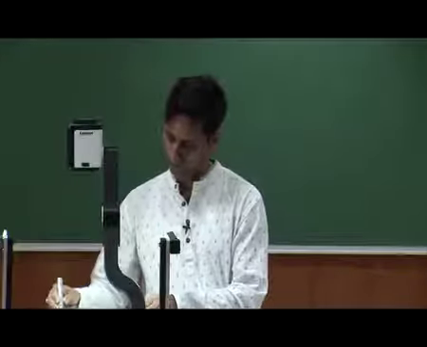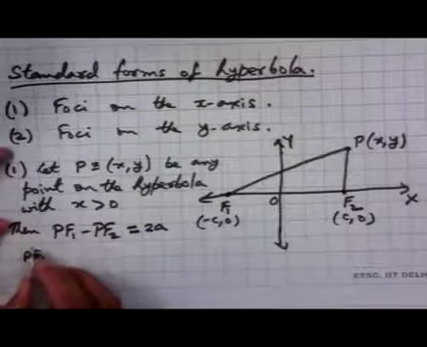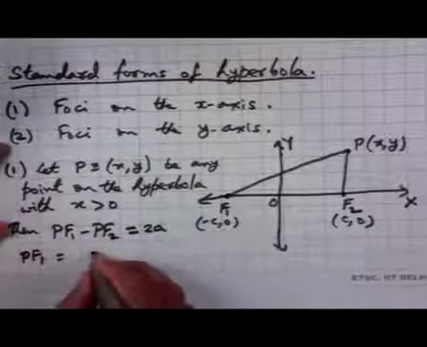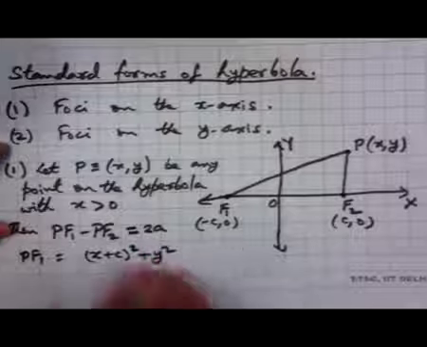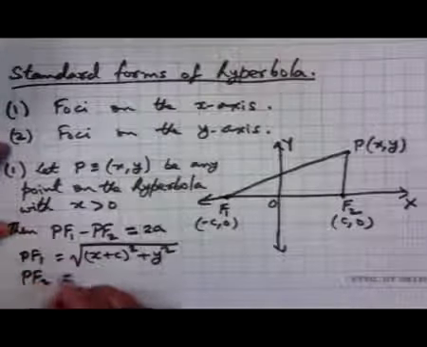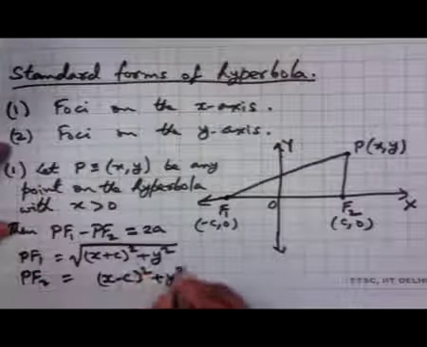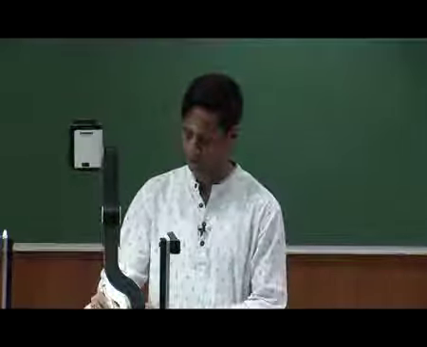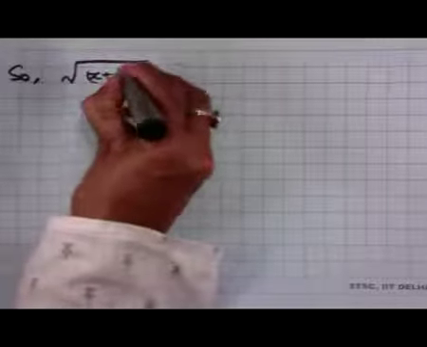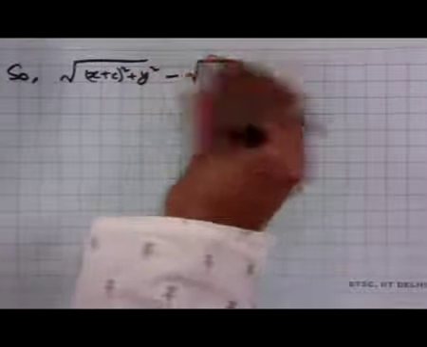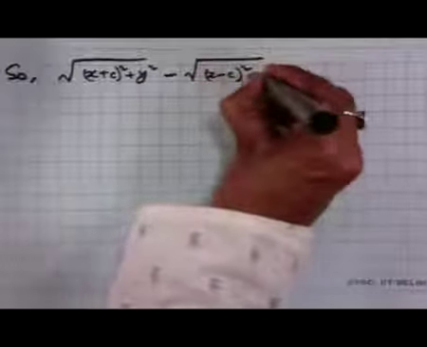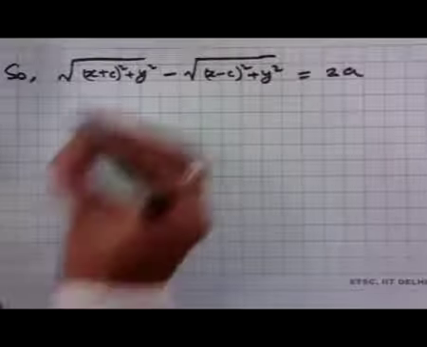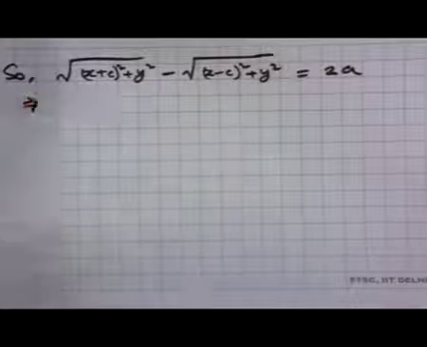So, what is P f 1? P f 1 is the distance of the point x comma y to minus c comma 0. So, this is square root of x plus c square plus y square. P f 2 is square root of x minus c square plus y square. So, we have square root of x plus c square plus y square minus square root of x minus c square plus y square equal to the constant 2 a. Now, we have to find an equation between x and y.